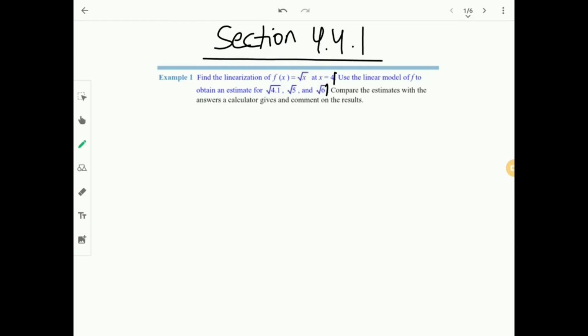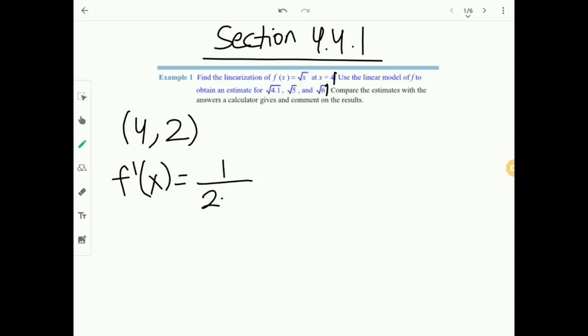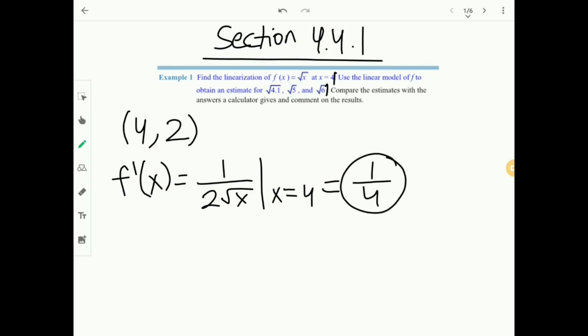Okay, let's check it together. First, we find the linearization of f of x equals root x at x equals 4. Let's look at the point first. Since it's 4, we take the square root of 4, it's 2. So this is the point we're looking for the tangent at. What is the derivative? When you have to find the tangent, you have to find the slope. F prime of x is 1 over 2 radical x. Substituting at x equals 4, we get 1 over 4. So this is m, which is the slope of the tangent.